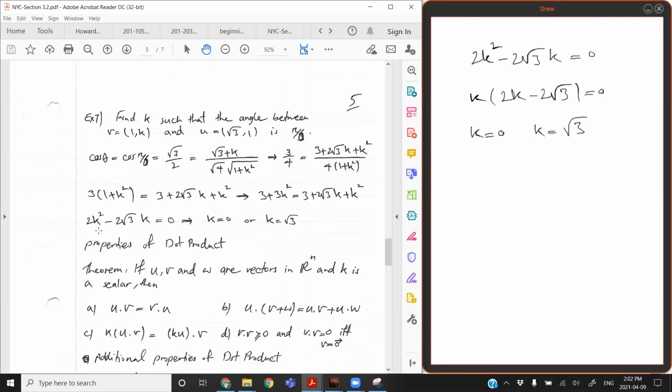Here, since I have k squared and k, I can factor out 1k. If I factor out 1k, I get 2k minus 2 root 3. So then I'm using something called the zero factor property. It's either this factor k is 0, or this factor within the brackets is 0. So if 2k minus 2 root 3 is 0, then 2k is 2 root 3. That means k is root 3. You good? Yeah, I get it. Thanks. Sure.